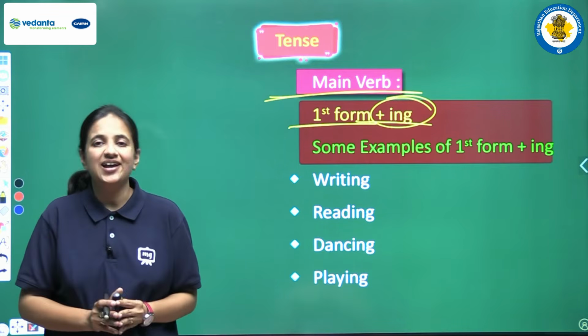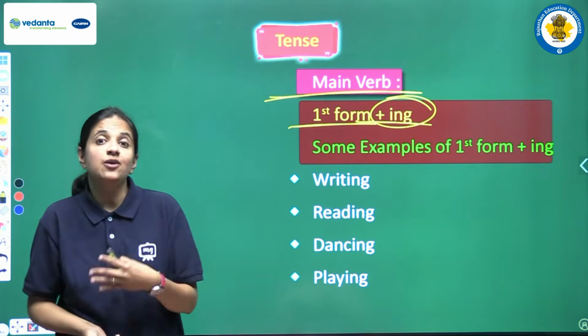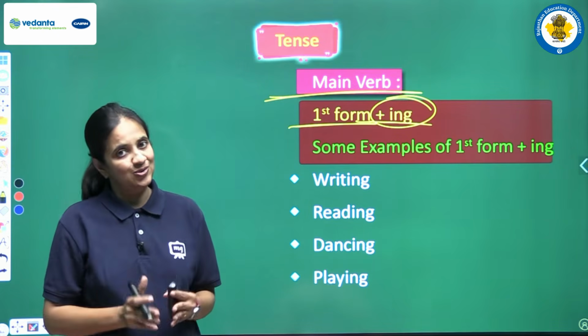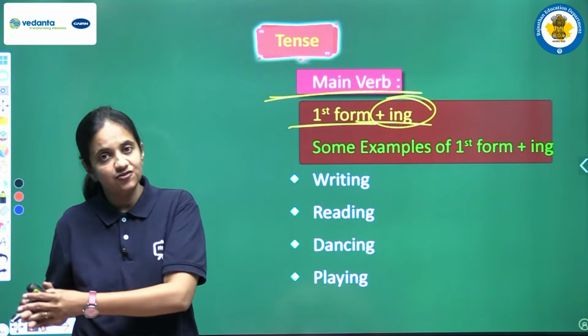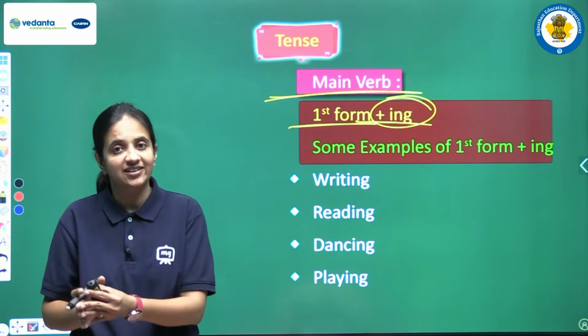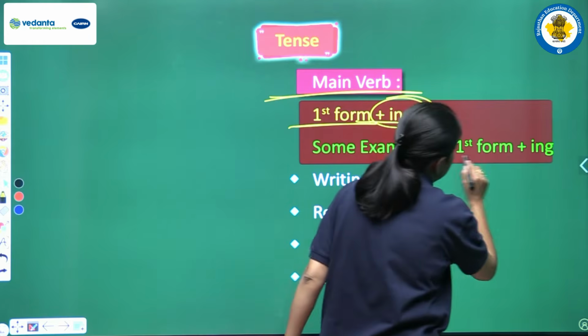So no matter whether we have a negative, an interrogative, or a positive sentence, we have to follow these rules only. We have to use the main verb, the first form, and add ing along with that. Clear? Next we can see some examples of first form plus ing.